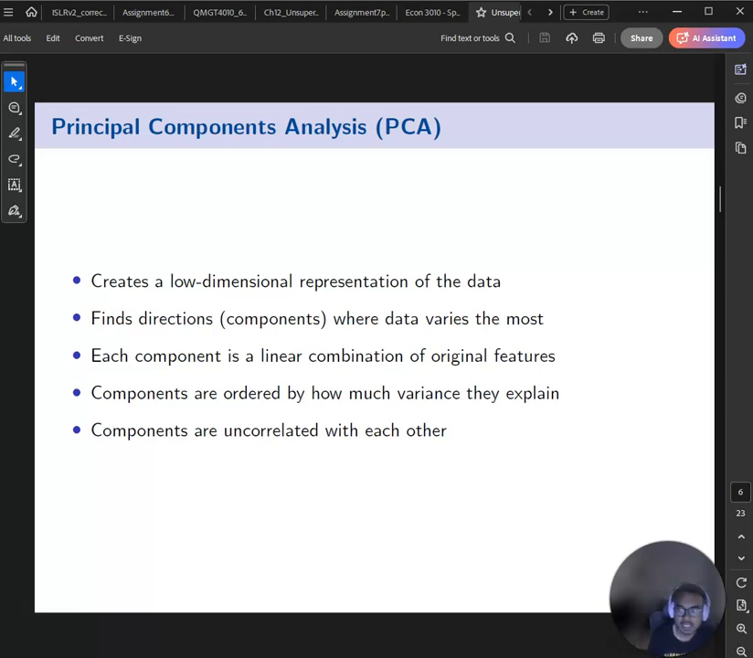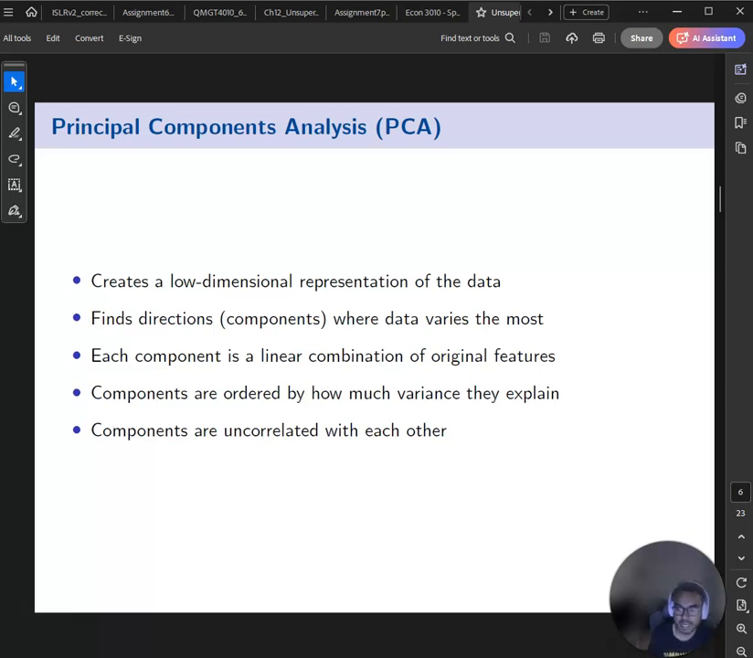What PCA does is that it finds directions, what we call components, where our data varies the most. Each component is actually a linear combination of our original features. Think of it as creating new super variables that capture the most important patterns in our data. These components have a special ordering. The first component captures the most variation in the data. The second captures the second most, the third captures the third most, and so on.